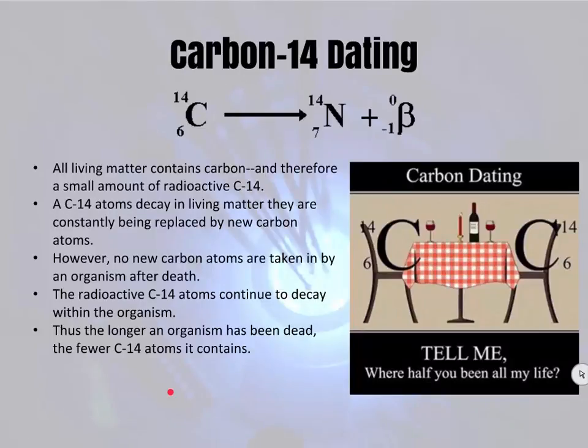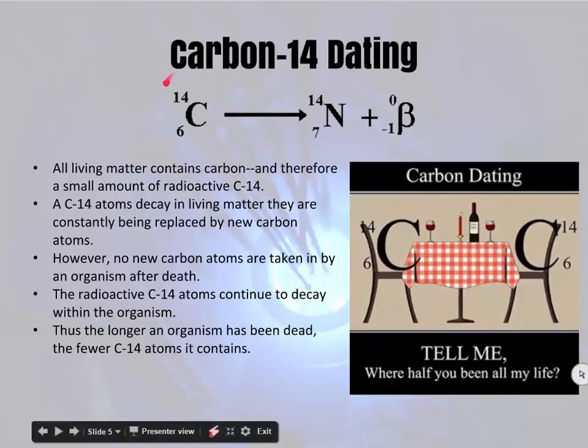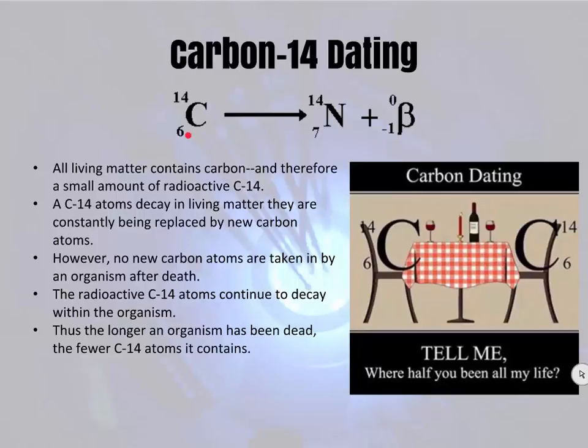The most common usage is carbon dating, or radioactive dating. We look at carbon-14, which is a radioactive element. All living matter contains carbon, and therefore a small amount of the carbon in our bodies is carbon-14. Carbon-14 atoms decay in living matter, and they're constantly being replaced with new carbon atoms. As long as we're alive, we keep replacing that decaying carbon-14. However, once we die, no new carbon atoms are taken in by our organism. And so we can measure how much of that carbon-14 is left in the organism's body after we discover or find it.